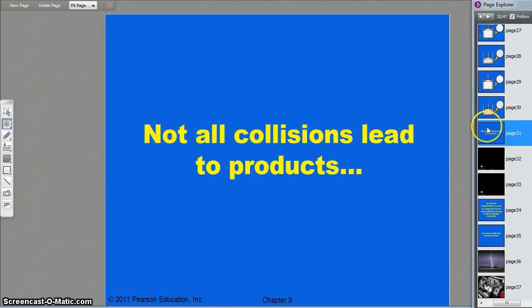So not all collisions, though, are going to lead to producing your product. Just because you manage to get the molecules to collide doesn't mean they're going to actually react. Molecules have to actually collide in the correct orientation.